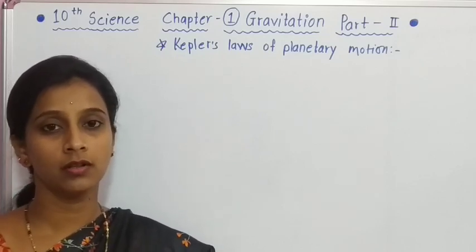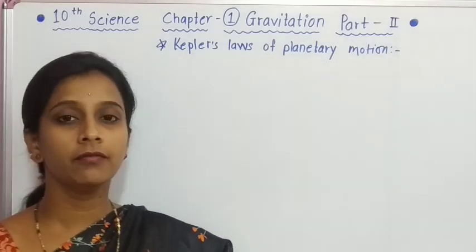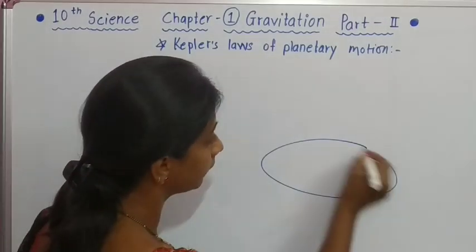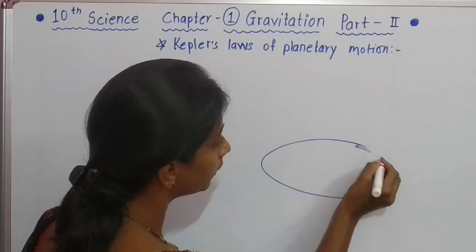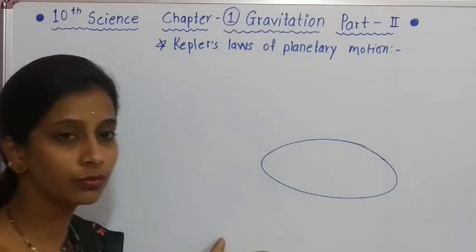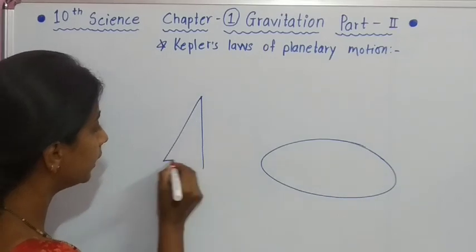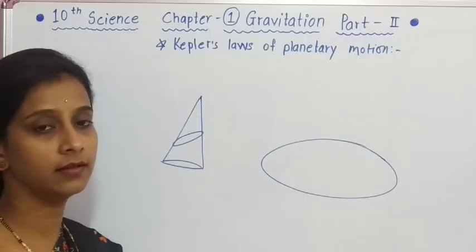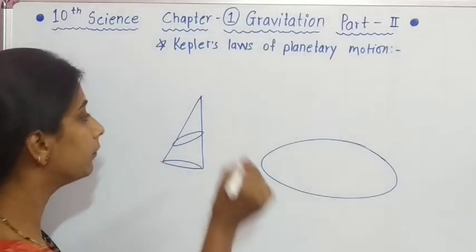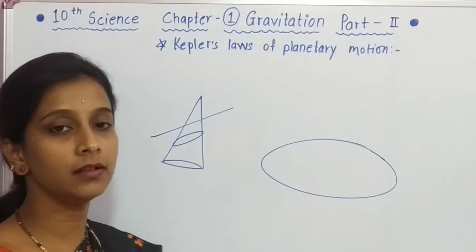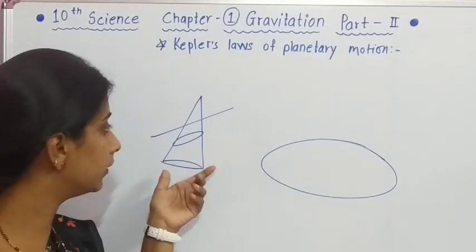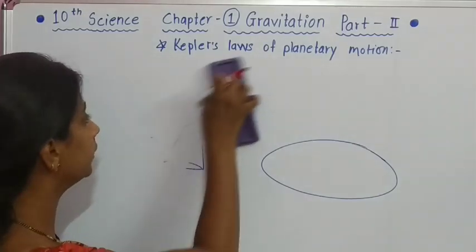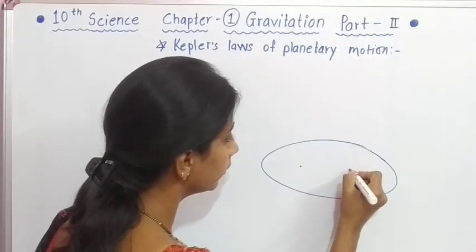To study these laws, we have to know the ellipse. So first, we will see the geometrical shape, the ellipse. See here, this is a geometrical shape, an ellipse. So students, we get this shape by cutting any conical shape at an inclined angle. Suppose this is a conical cap. If we cut this cap in this way, at an inclined angle, then we get this shape, that is an ellipse.